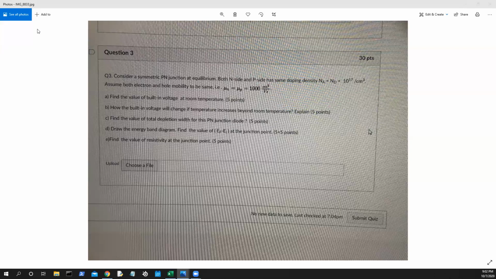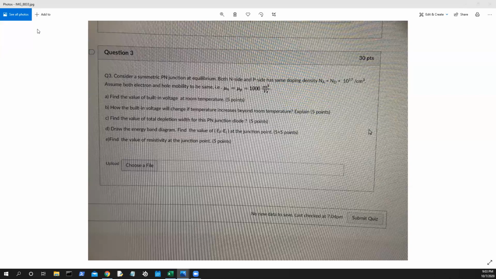So there's that question. All right, and then part C is find the total depletion width for this PN junction diode. There are two formulas. Well, actually, there's technically 4 formulas for this one. I'm talking about the wrong thing. There are 3 formulas for depletion width and 2 formulas for max electric field. For depletion width, there are 2 methods you can use. Depletion width is equal to the depletion width on the P side plus the depletion width on the N side.